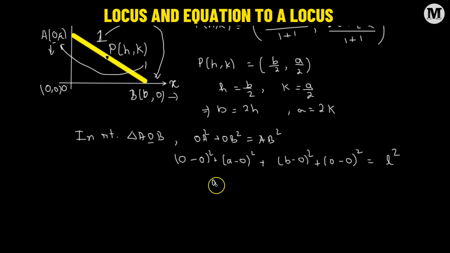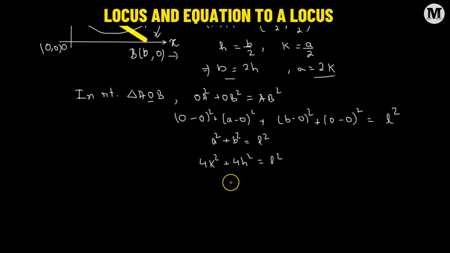Now that means we have A squared plus B squared equals L squared. We have already defined the values of A and B. We can replace the value of A with 2K, so we get 4K squared, and the value of B with 2H to get 4H squared. So this will be equal to L squared. Let's rewrite it: H squared plus K squared will be equal to 1 over 4 times L squared.